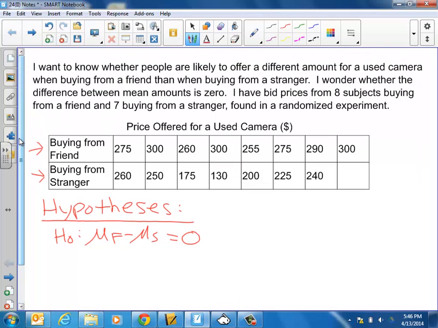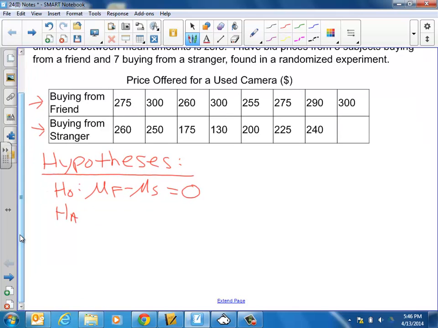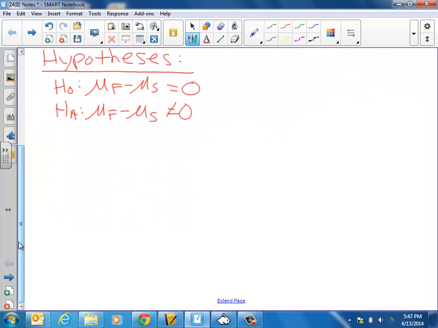The alternative from the context, we said, second sentence, I wonder whether the difference between mean amounts is 0. So that leads us to believe that the alternative hypothesis will be simply that there is some difference, meaning this difference between population means should not be equal. That's the alternative we're testing for. Alright, so conditions. It is the exact same set of conditions that we had for a confidence interval that was set up for a difference between means. So we're going to follow exactly that same set of guidelines.